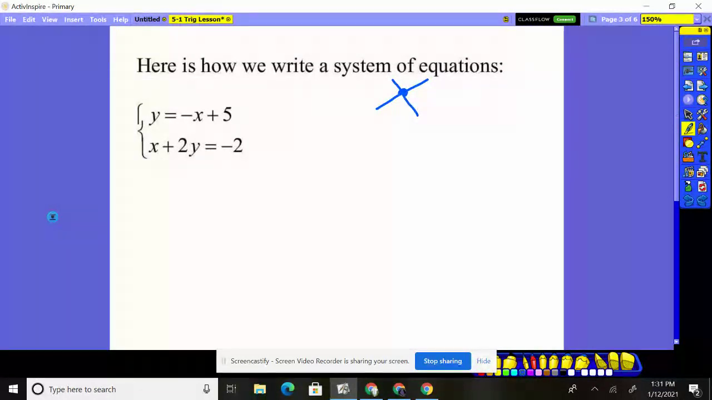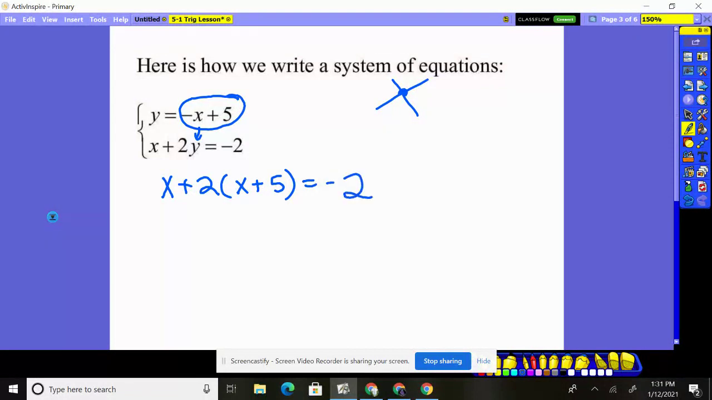So here's what we're going to do. As soon as I see y equals, I know it's substitution. If it had said y equals 10, I would have plugged 10 into the other second equation. But I'm going to plug that opposite of x plus 5 right into that y right there. So we have x plus 2 times y. What is y? Y is worth the opposite of x plus 5. That's the expression that represents y's value. And that equals negative 2.